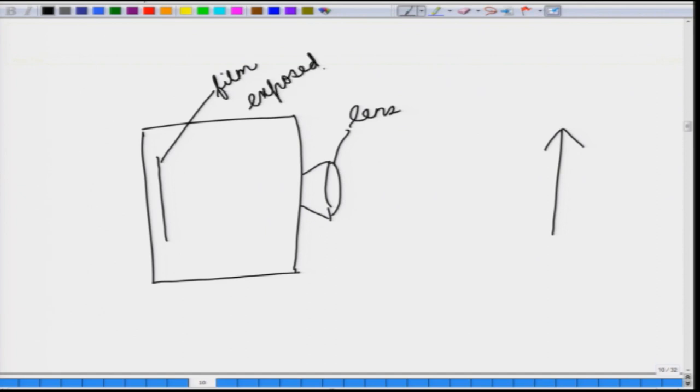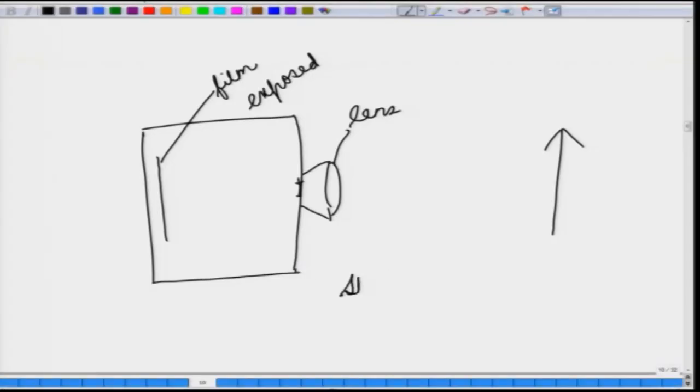When we say exposed, what we are saying is that there is a shutter here, and this shutter will be closed, and then it will open for a very short period of time, and in that period of time whatever light is coming from your object is falling onto the film. When the light is falling on it there are certain chemical reactions, and we say that it is getting exposed. Now, how much amount of light will fall, or what will be the impact of that amount of light, will depend on a number of factors.